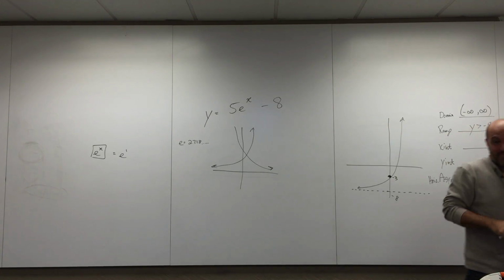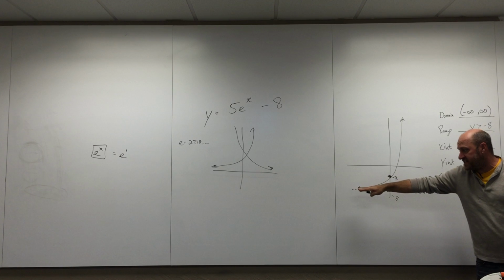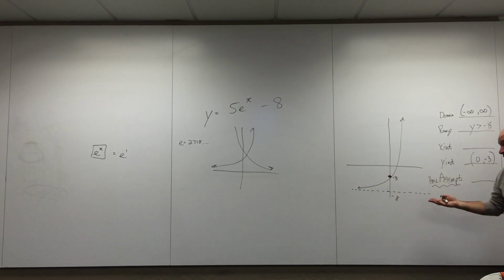What about the y-intercept? You see it, we've already labeled it. You could go back and plug in a 0, but we've already labeled it. And what about the horizontal asymptote? It has a name. It's this dashed line, and its name is y equals -8, because it's a line, and that's how you name a line. Y equals -8. Cool, we did great. But let's check out this x-intercept.